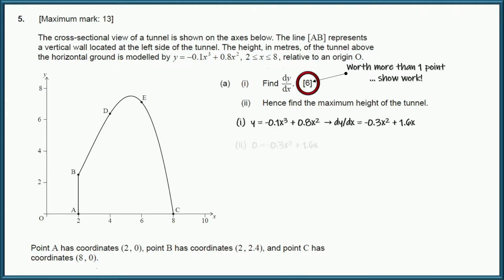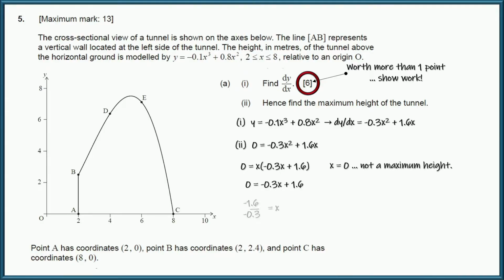Now the second part, finding the height. We're going to set the derivative equal to 0, because the derivative is the slope, and we're looking for where the slope is 0. We can factor out an x, and so either x equals 0 or the other factor equals 0. It doesn't make sense for x to be 0, because that's not a maximum height. So let's forget about that, and set the other factor equal to 0 and solve it.